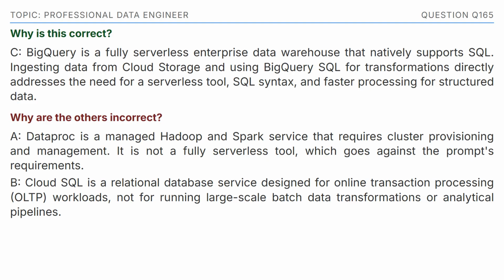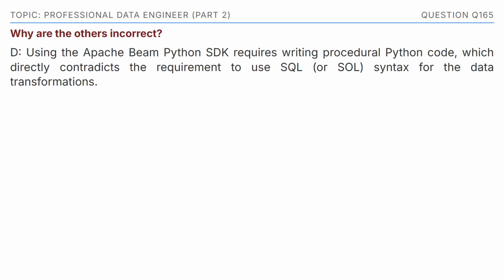Why are the others incorrect? A. Dataproc is a managed Hadoop and Spark service that requires cluster provisioning and management. It is not a fully serverless tool, which goes against the prompt's requirements. B. Cloud SQL is a relational database service designed for online transaction processing (OLTP) workloads, not for running large-scale batch data transformations or analytical pipelines. D. Using the Apache Beam Python SDK requires writing procedural Python code, which directly contradicts the requirement to use SQL syntax for the data transformations.